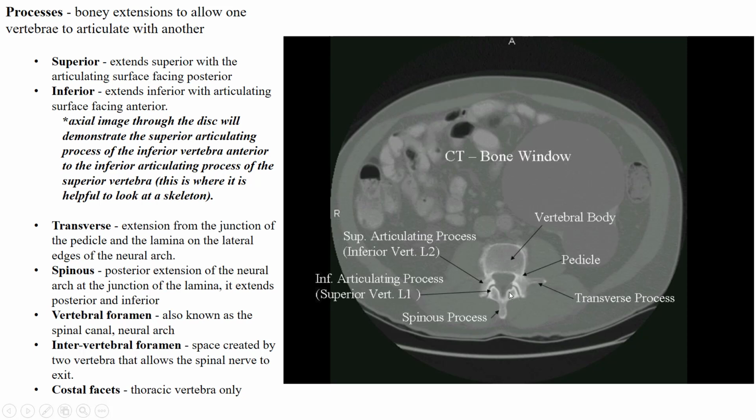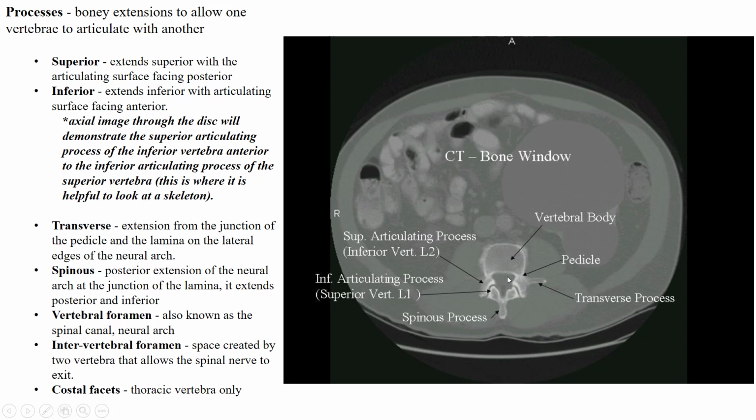So the lamina is a connection between the spinous and the transverse process, not seen here in this image. The vertebral foramen is also known as the spinal canal. Neural arch is also another name for it, right in here. It's a protection of the spinal canal. It's sort of a circular formation of the bone, sometimes more triangular in shape.